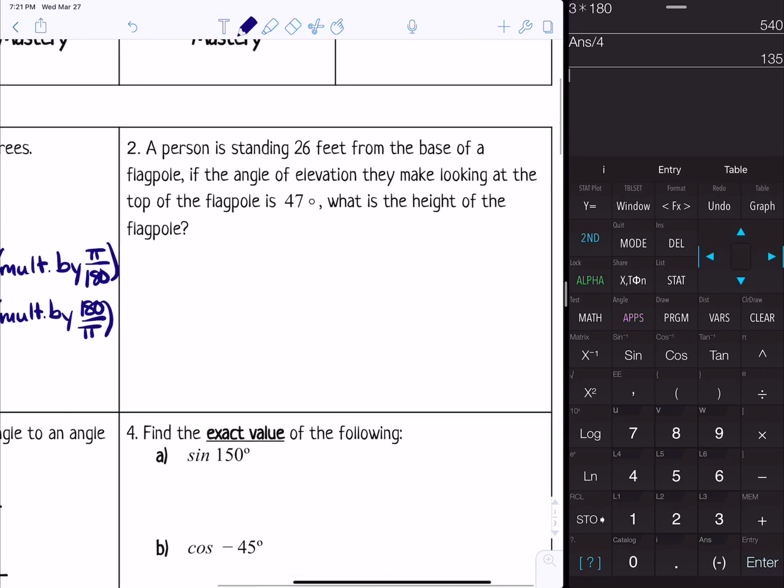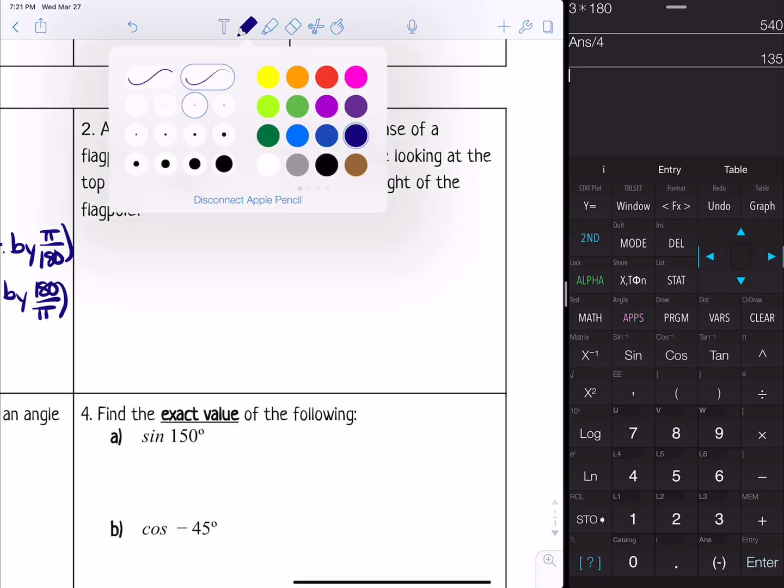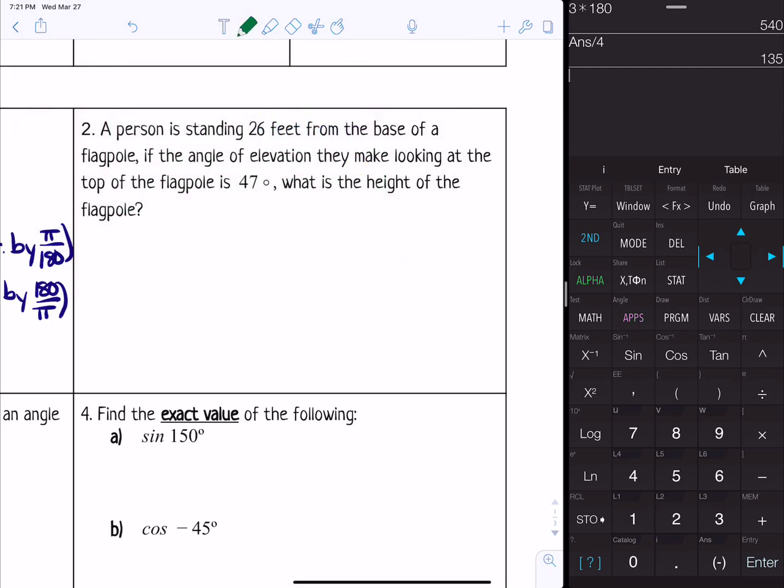Number 2 says a person is standing 26 feet from the base of a flagpole. So we draw a little picture of what's happening. We form a right triangle. They're 26 feet from the base of the flagpole, and they make an angle looking up at the flagpole, an angle of elevation of 47 degrees. What is the height of the flagpole is what we're trying to find.